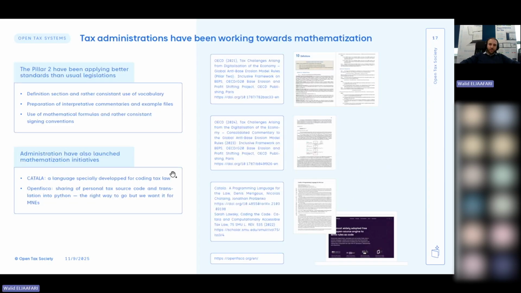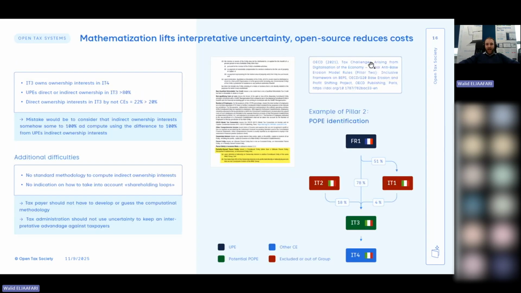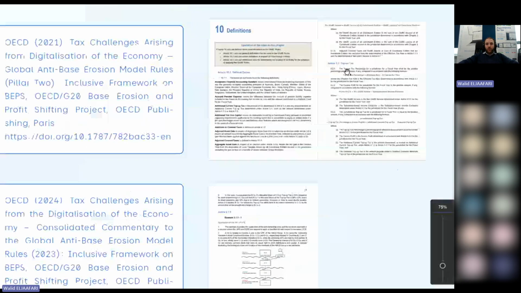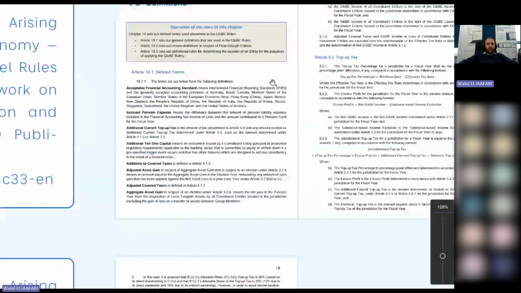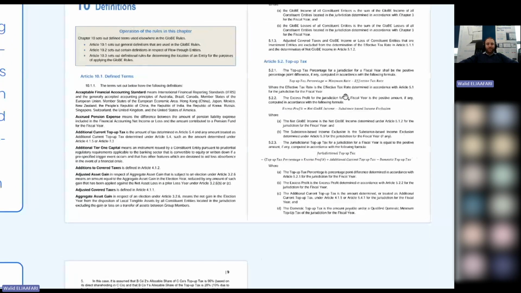There have been efforts by tax administrations and researchers to go in that direction. First, I was talking about Pillar 2 and complaining about the notion of POPI, but at the same time, having read a lot of tax law in my life, I can tell you that having a page with the list of definitions, and sometimes directly available formulas, the Pillar 2 model rules are not the worst case in terms of the ability to understand what's in the law.